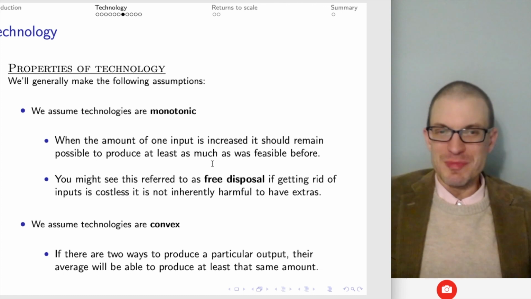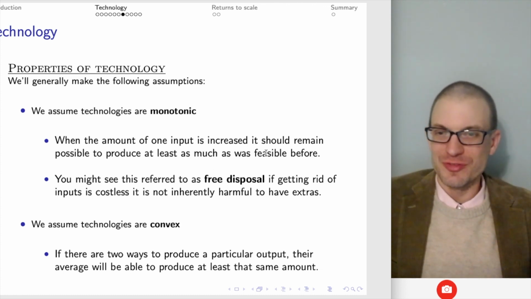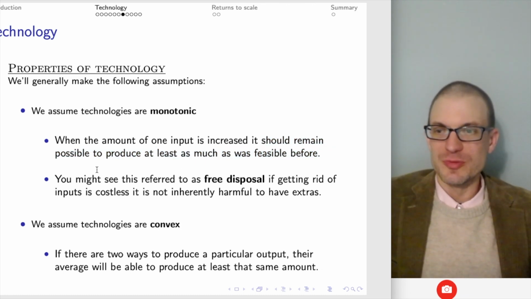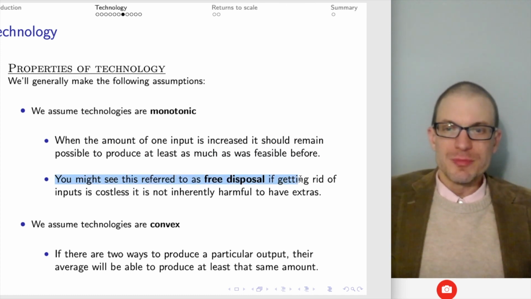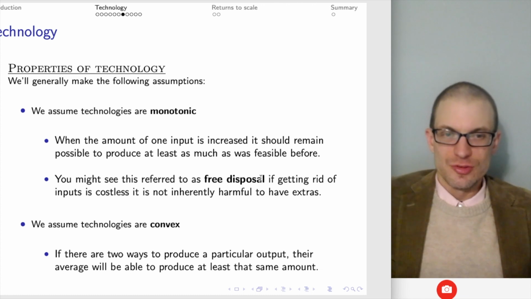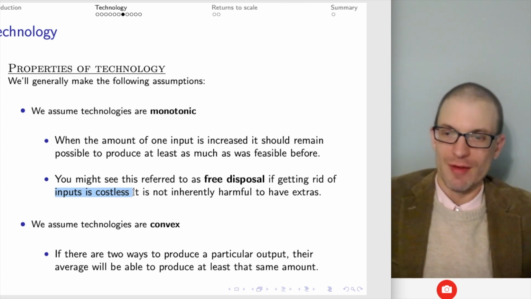That doesn't necessarily mean you will, right? But it means it's at least feasible. It should remain possible; it should not be impossible to produce as much as was feasible before. This is sometimes referred to as our free disposal assumption, and that is reasonable if getting rid of our extra inputs is costless. Then it's not inherently bad to have extras.